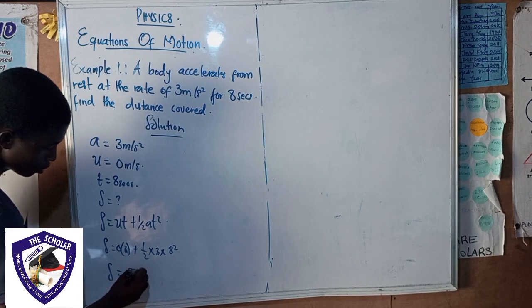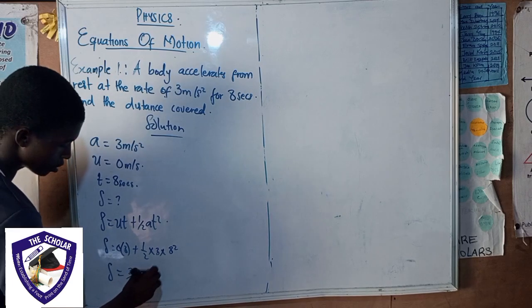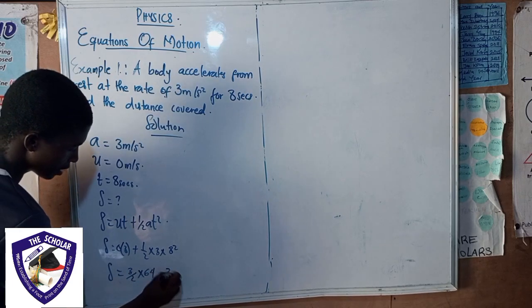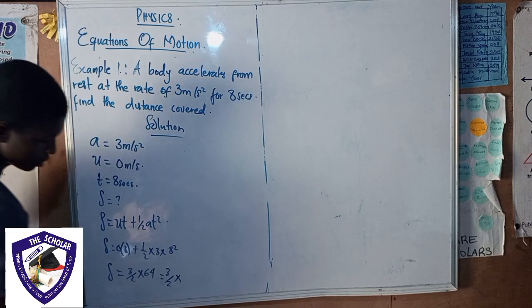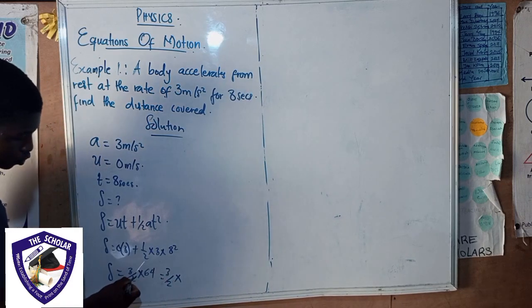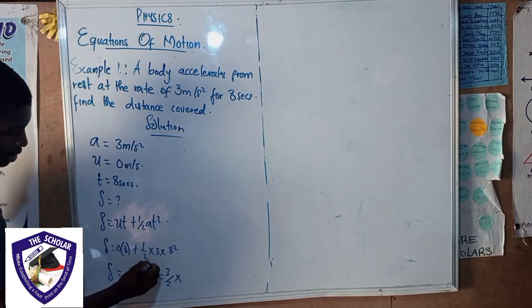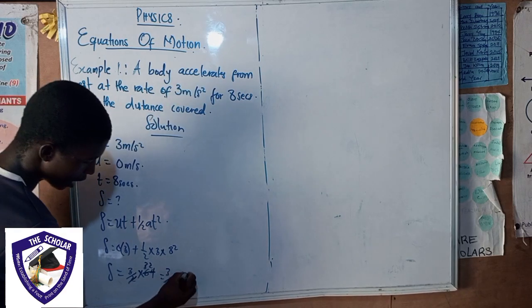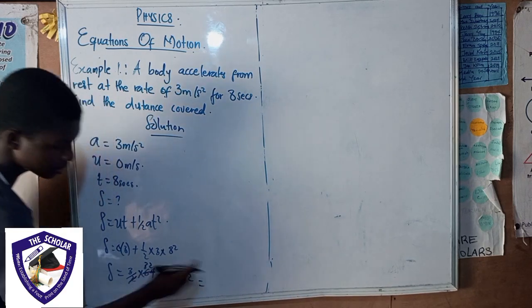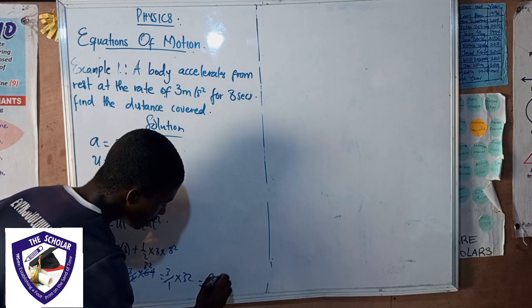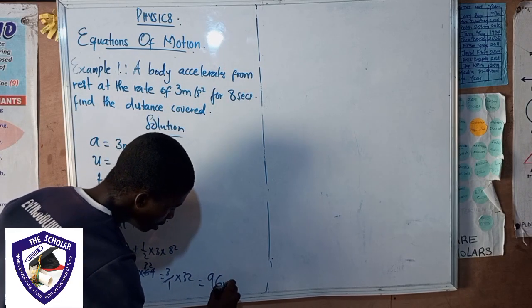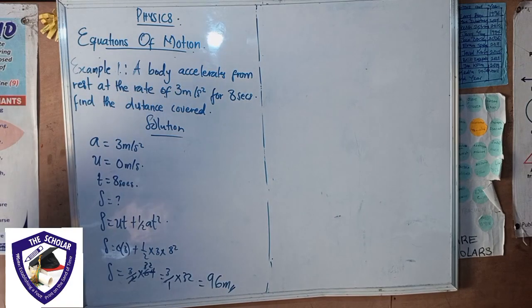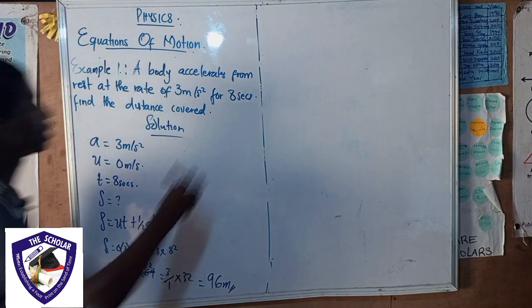3 over 2 times 8 times 8, that is what? 64. So I have my 3 over 2 times 64. 2 here 1, 2 in 64, that is 32. So here I have 3 over 1 times 32. So 3 times 32, that is what? 96 meters. So this is how to solve this question. That means our answer here, which is the distance, is 96 meters. Now let us solve another example.